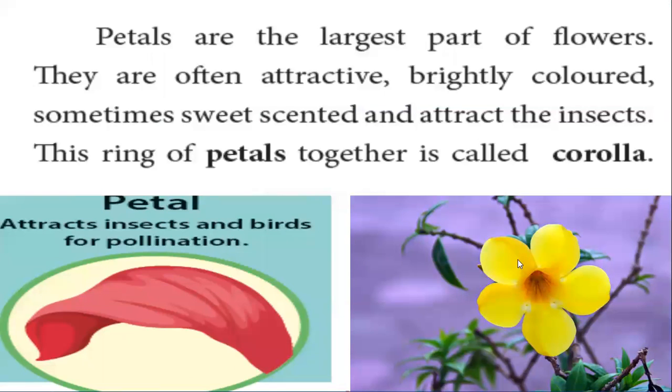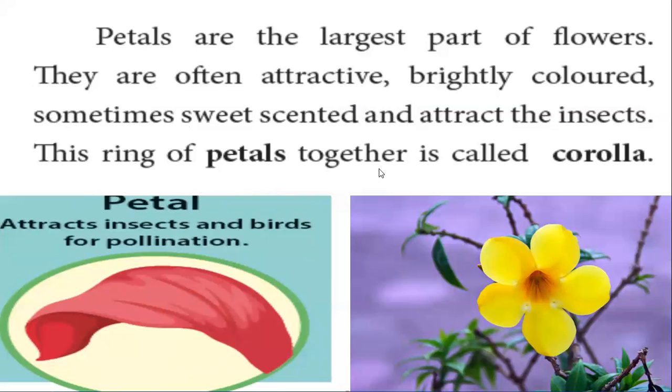See the petals, attractive in color, colorful petals. Petals are the largest part of flowers. They are often attractive, brightly colored, sometimes sweet scented. Sweet scented means a sweet smell, which attracts the insects. So some petals are attractive in color, so they easily attract birds and insects for pollination. If there is no attractive color, the flower has a sweet scented smell, so it can easily attract insects and birds for pollination.